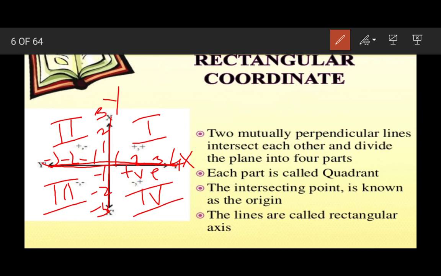So each part is called a quadrant. The intersecting point is known as the origin. This point is known as the origin. These lines are called rectangular axes.